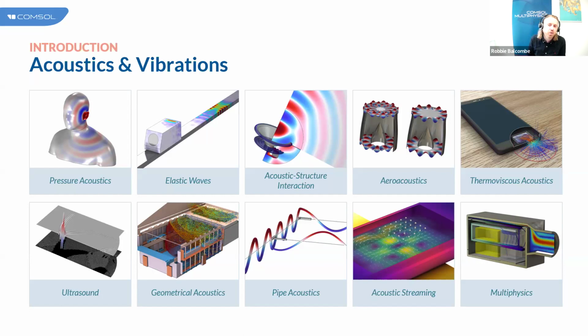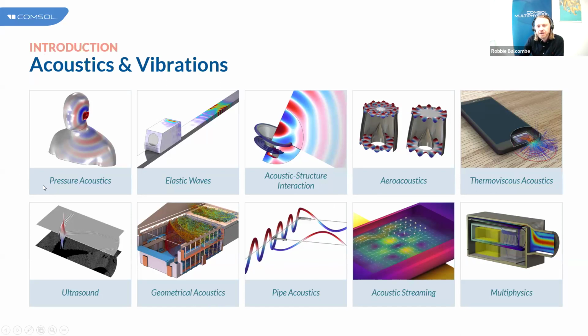We can also look at the equivalent in solids. So we can look at waves propagating in solids, or we can look at mechanical vibrations. The distinction between pressure acoustics and elastic waves is that when we're looking at waves propagating in solids, we will have both shear and pressure waves that we will be resolving.